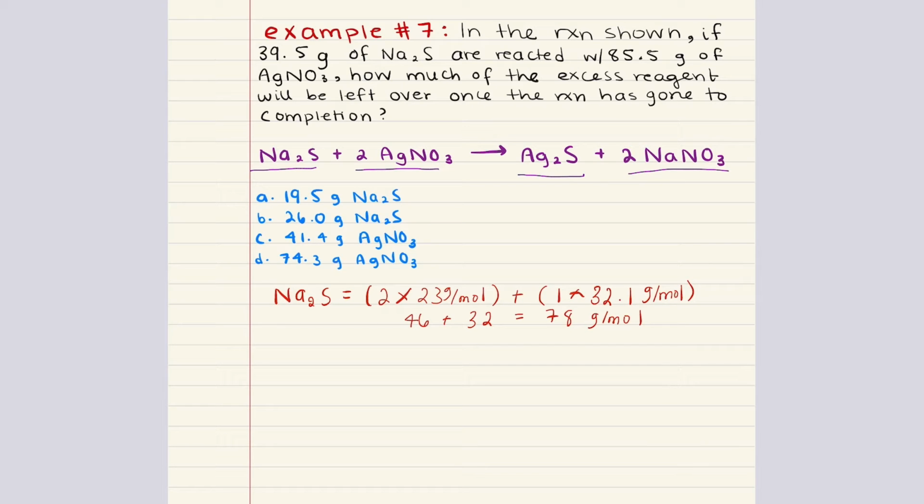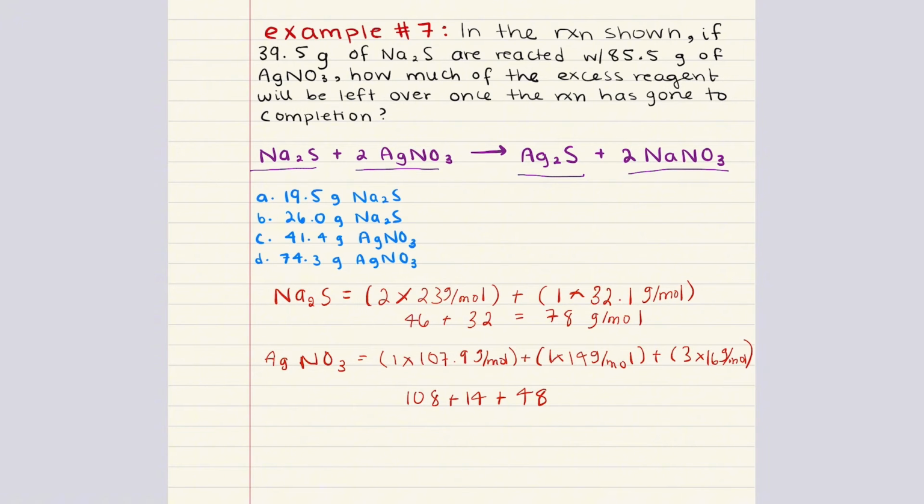Okay, what about our other reactant, silver nitrate? We have one silver atom. Silver has an atomic weight of about 107.9 grams per mole. We have one nitrogen atom. Nitrogen has an atomic weight of 14 grams per mole. And then we have 3 oxygen atoms, each with an atomic weight of 16 grams per mole. So we have about 108 plus 14 plus 3 times 16, which is 48.